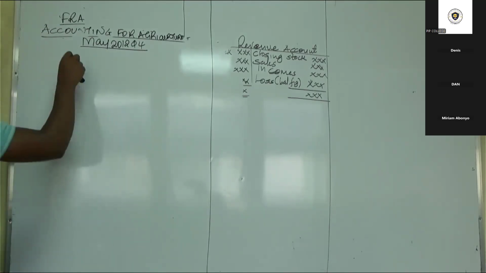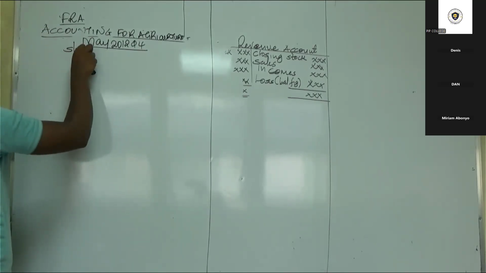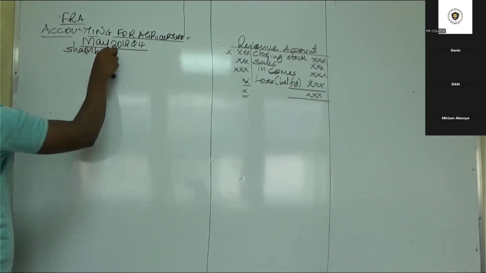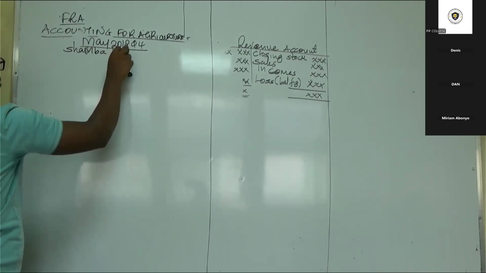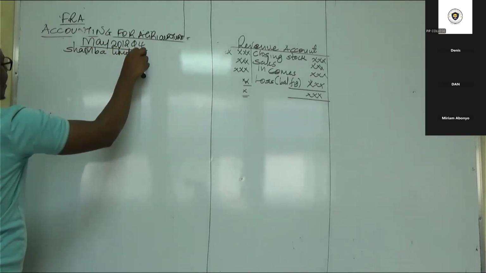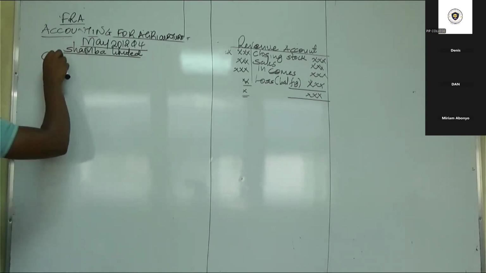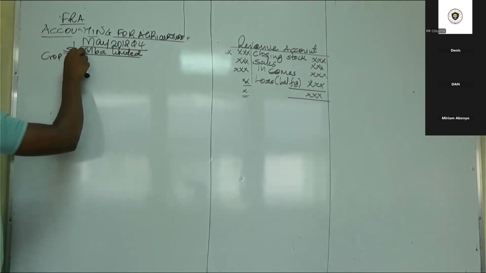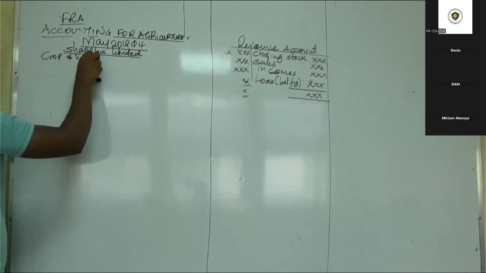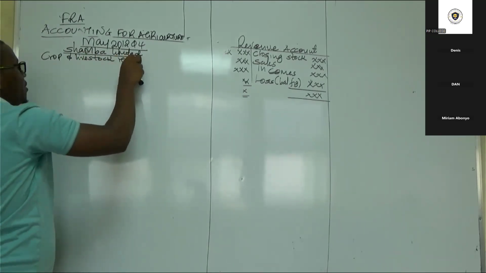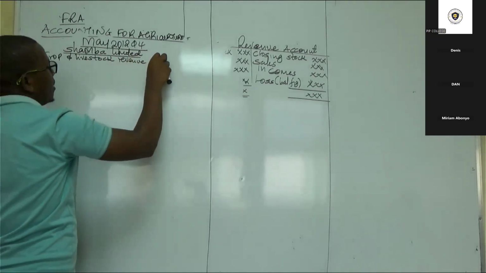So this is Shamba Limited. The first thing that we'll draw is the crop and livestock revenue account.